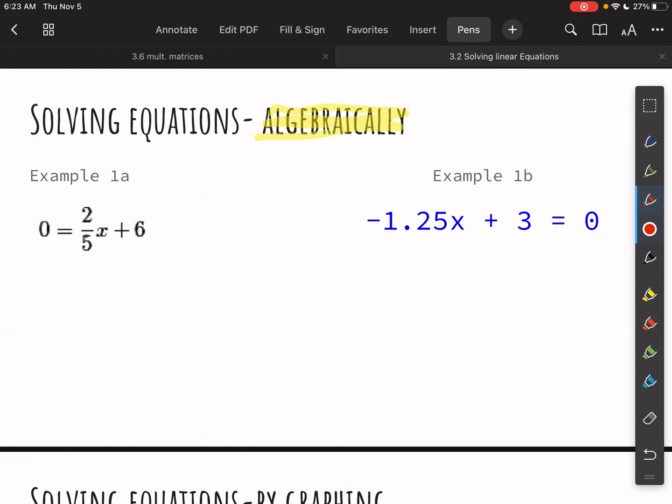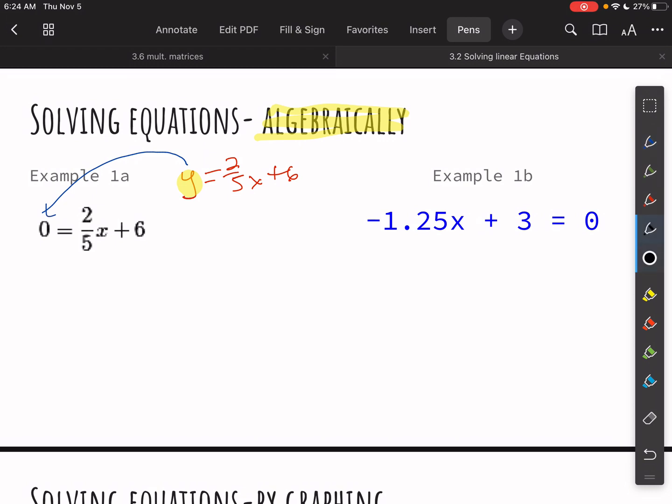All right, so originally in your textbook, you'll either have a y equals or an f of x equals something. So this one started like this, y equals 2/5 x plus 6. Your job today is going to be to replace that y with a 0 because we're trying to find the place where y is 0. That's really the goal. So I've replaced it with 0. Now I'm going to solve it.